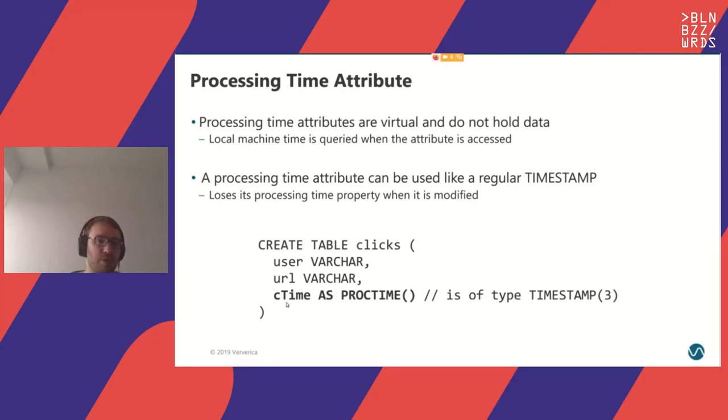At the same time, you can also use this click time attribute just as a regular timestamp, but whenever you access it, it will just query the local time of the machine, and hence it's not really a deterministic value that you get back.